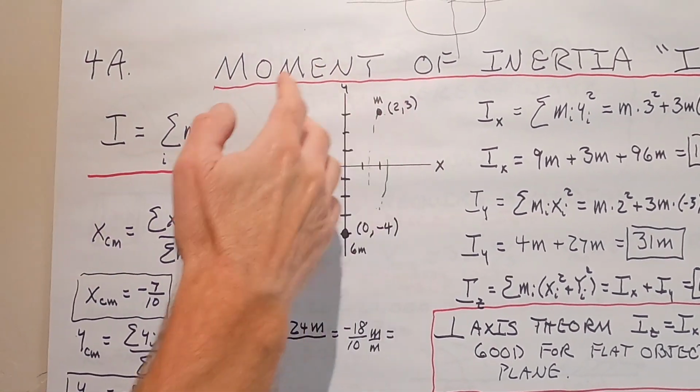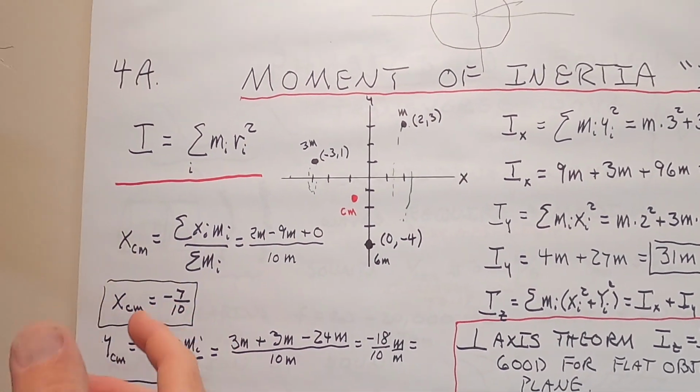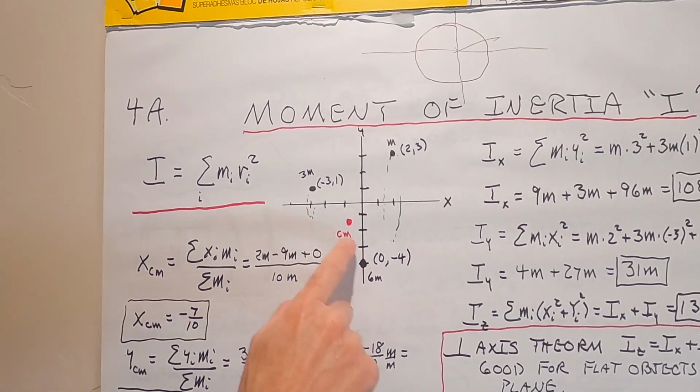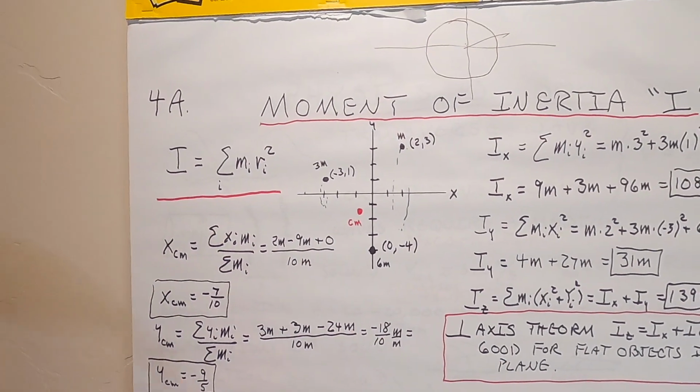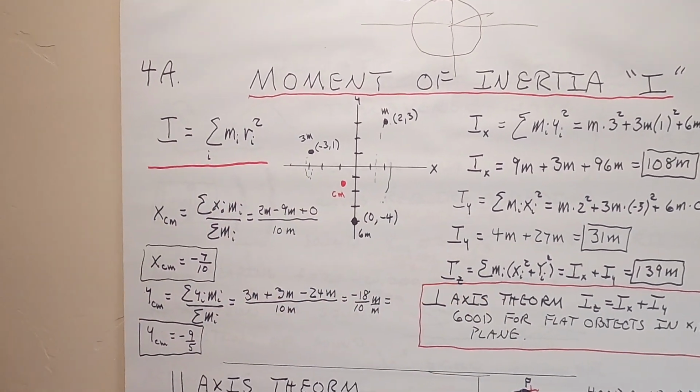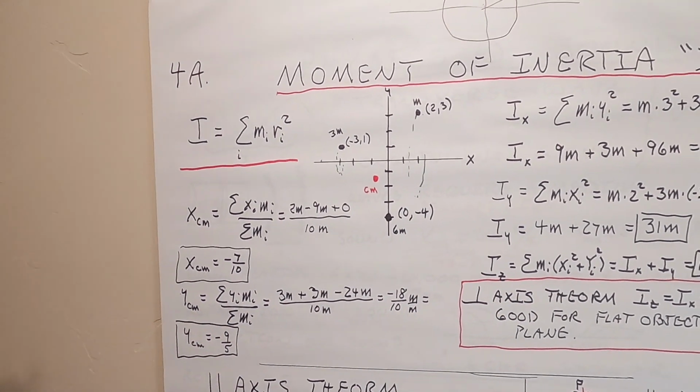It should look like it's near the center. It's not the geometric center because you have a lot more mass over here on these two right here. Okay, so we have a way of getting the center of mass and the moment of inertia for points right here.